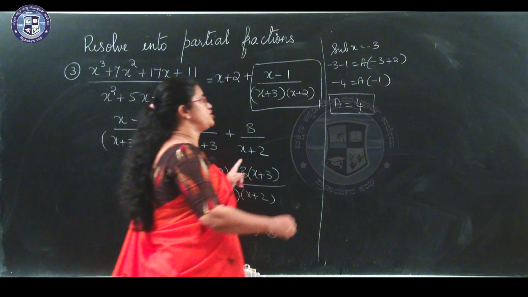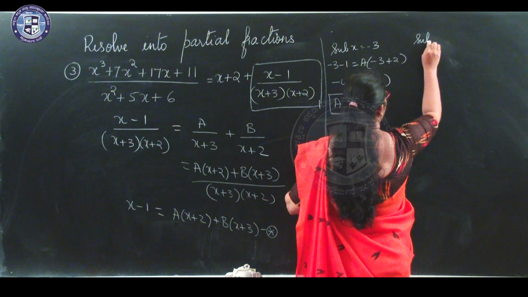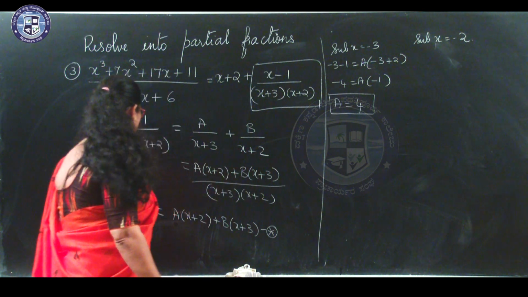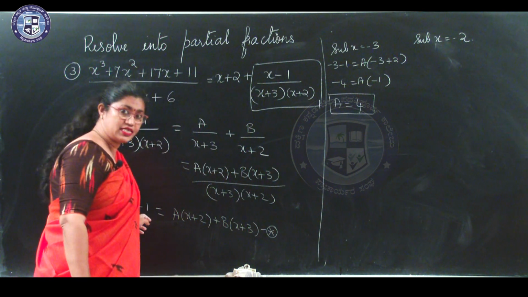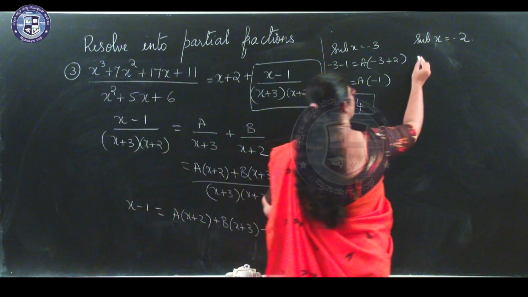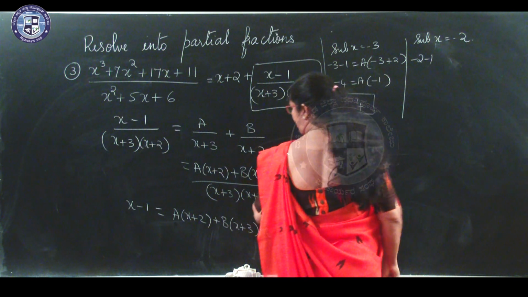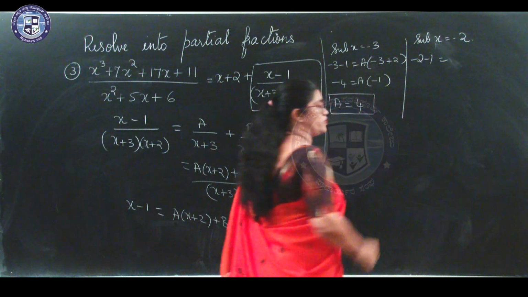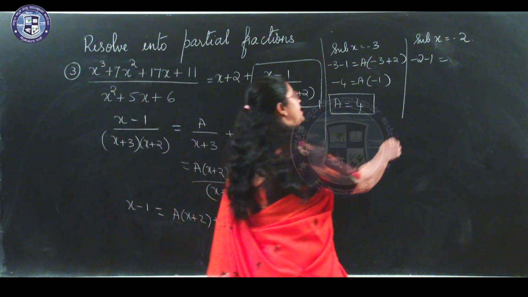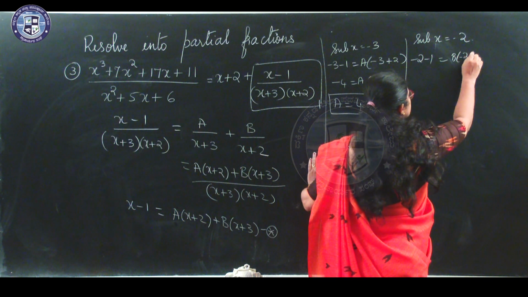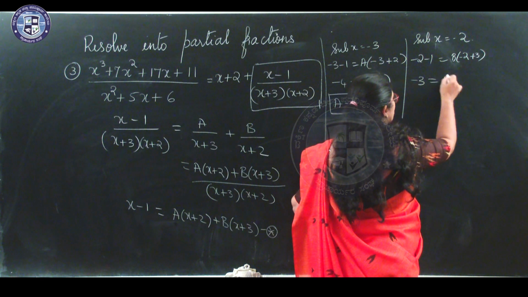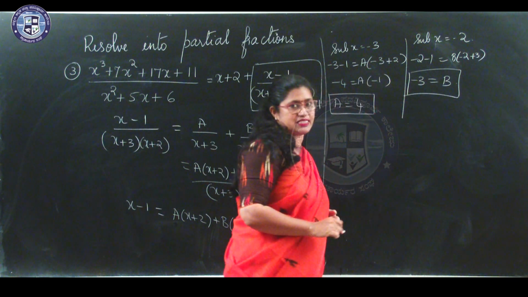So my next substitution is substituting x is equal to minus 2. When I substitute x is equal to minus 2, in this equation replace every x by minus 2. So it becomes minus 2 minus 1 is equal to, now you know this a becomes 0 and this factor gets cancelled. So b into minus 2 plus 3, and that is 1. So you get minus 3 is equal to b, you get the next answer.